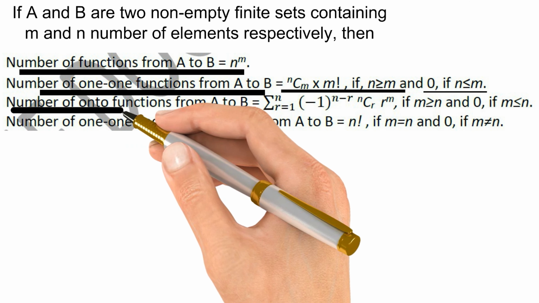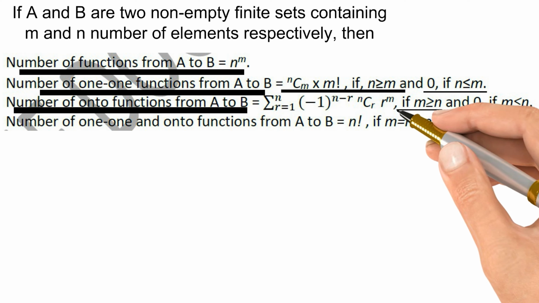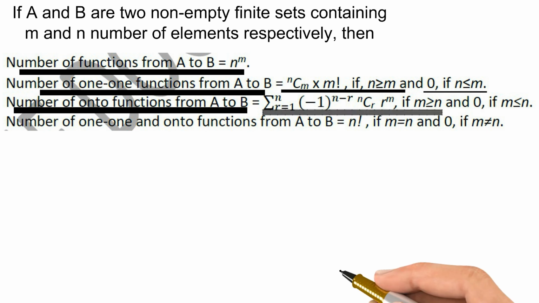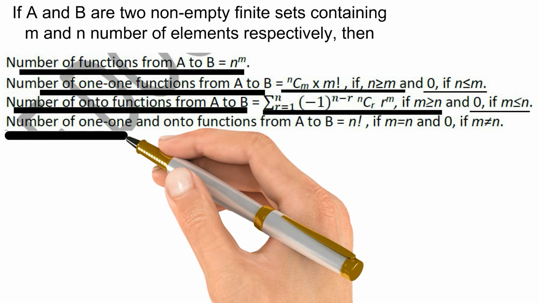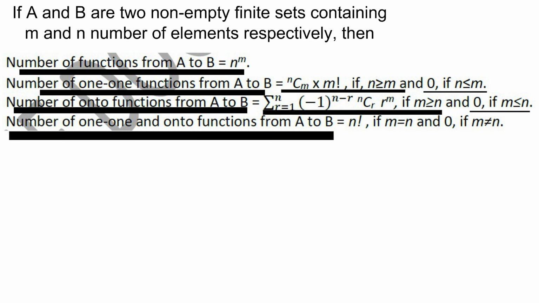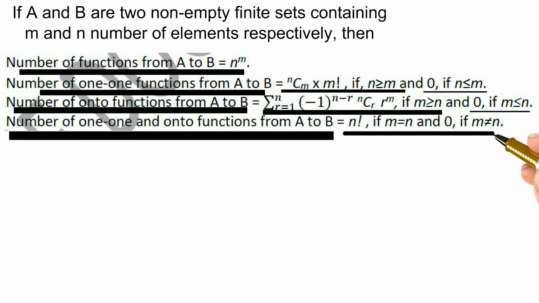The number of onto functions from A to B equals the summation of (-1) to the power (n minus r) into nCr into r to the power m, from r equals 1 to n, if m is greater than or equal to n, and 0 if m is less than n. The number of one-one and onto functions from A to B equals n factorial if m equals n, and 0 if m not equals n.